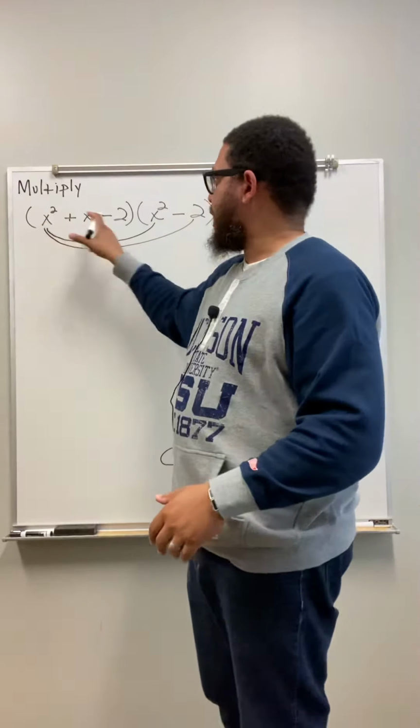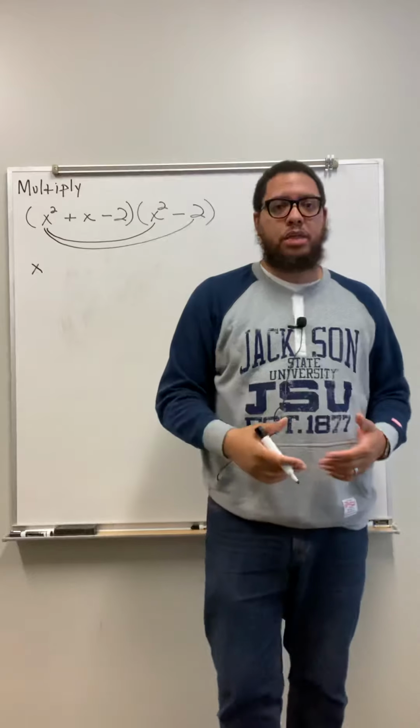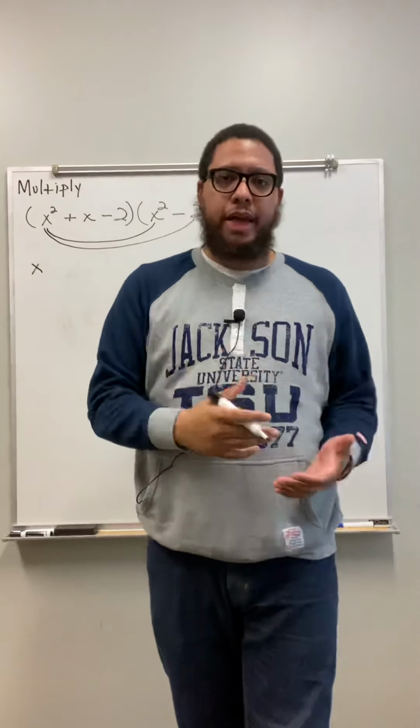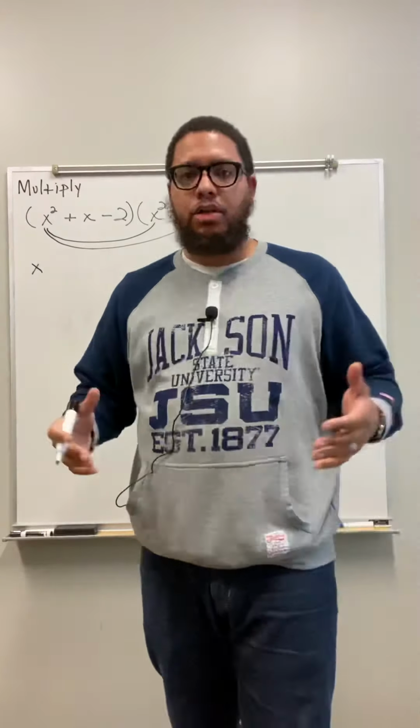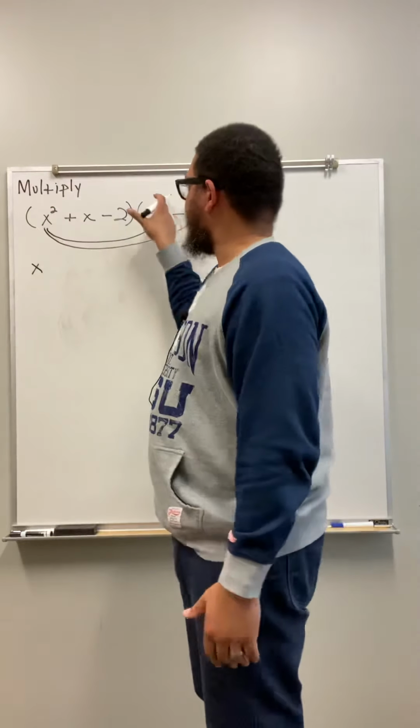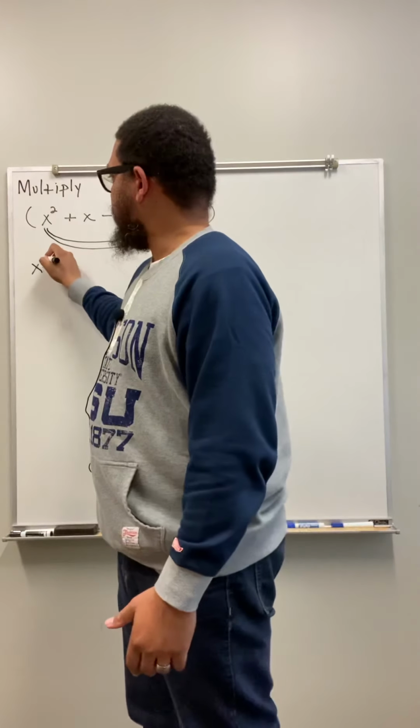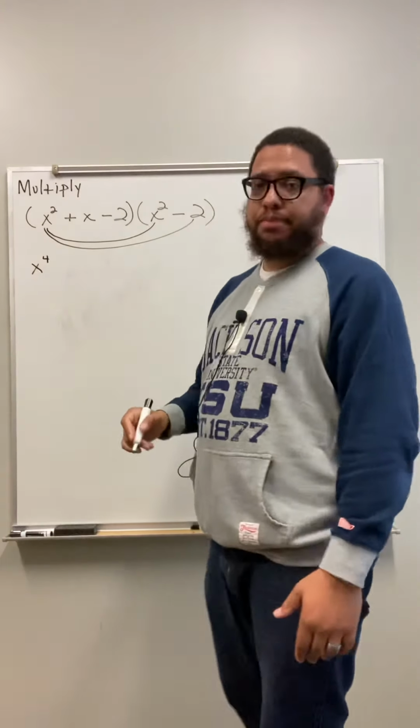And then you have to follow the exponent rule that deals with multiplication. When you multiply terms, you add the exponents. Memorize that or write it down in your notes if you don't already know it. When you multiply terms, you add the exponents. So this 2 plus this 2 equals 4. So my new term is x to the 4th power.